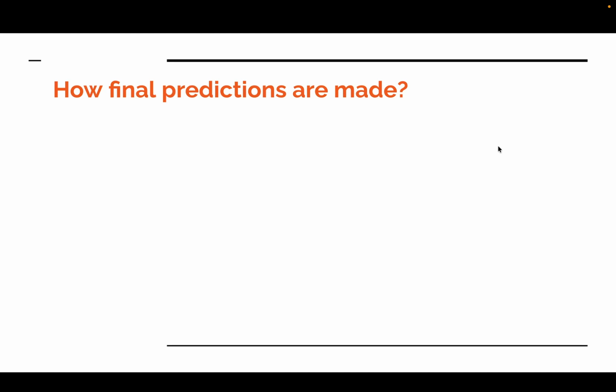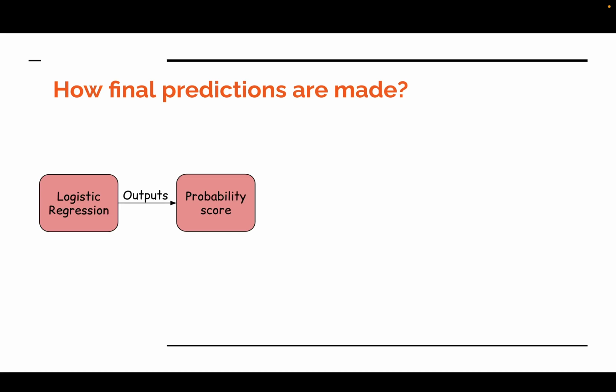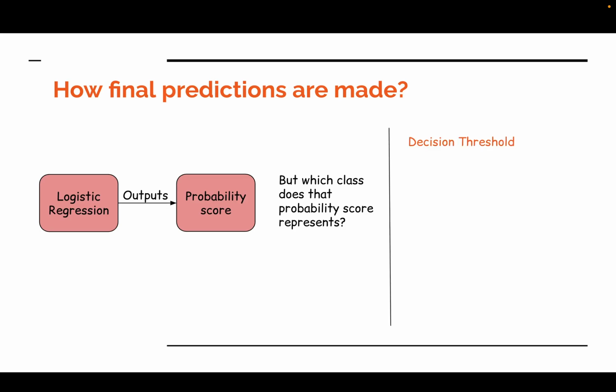Now how to reach the final prediction, which is the pass or fail? So we know that logistic regression outputs probability score, but what we need is a class. So that's where decision threshold comes into picture. So we take the probability score and we say if probability score is greater than or equal to 0.5, then we turn the class as pass. If the probability score is less than 0.5, then we turn the class as fail.